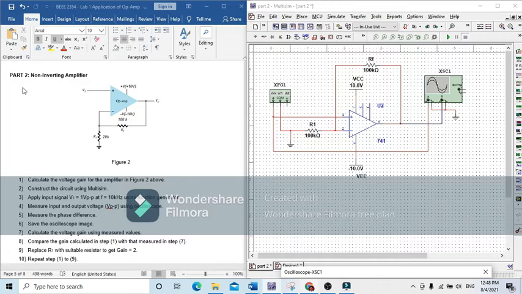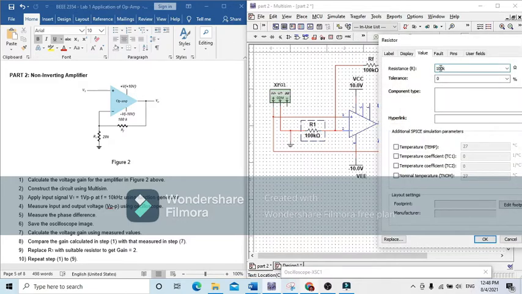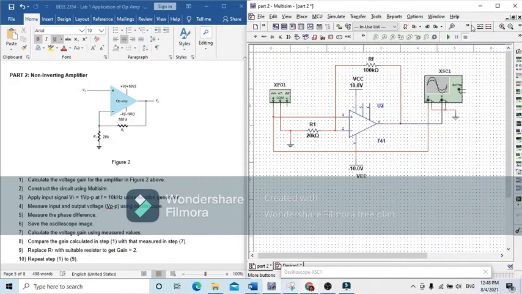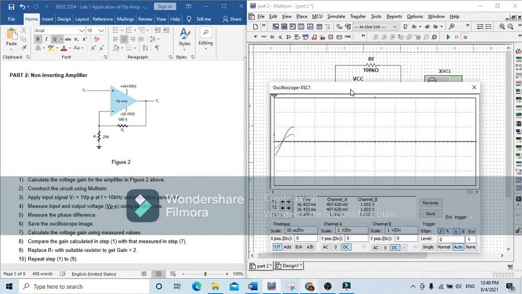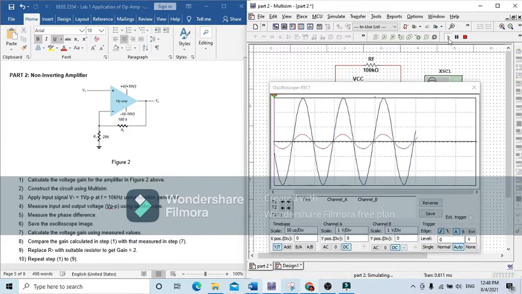I will explain part 2, which is the non-inverting amplifier. This is the circuit for the non-inverting amplifier. In this configuration, the input voltage signal, here is the input voltage signal, is directly applied to the input terminal of the op-amp. Here is 20k. We will run this circuit to see the waveform.